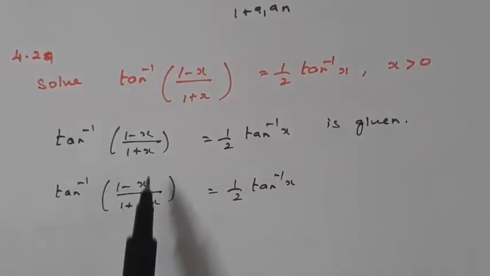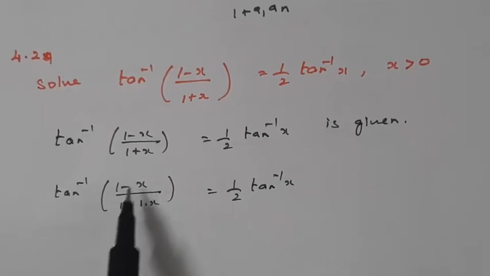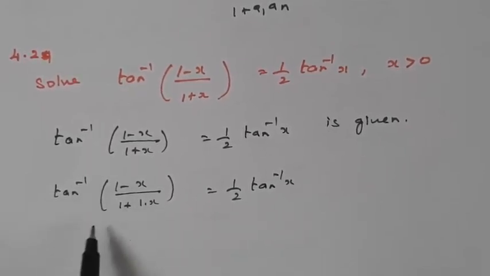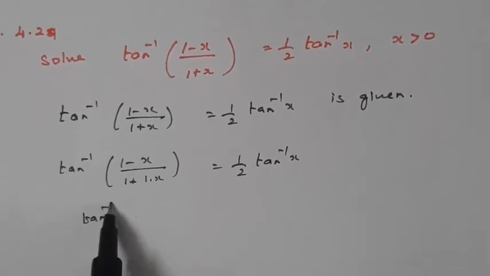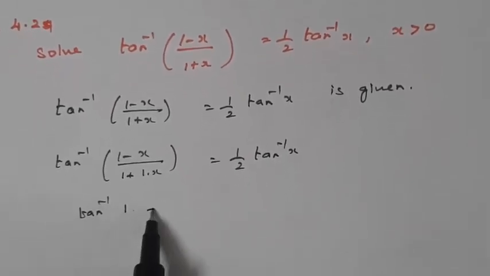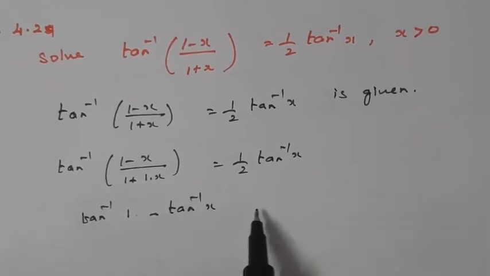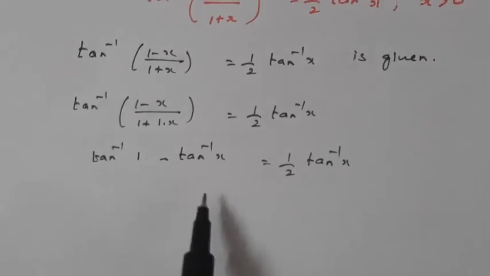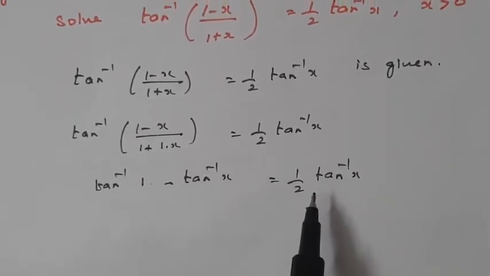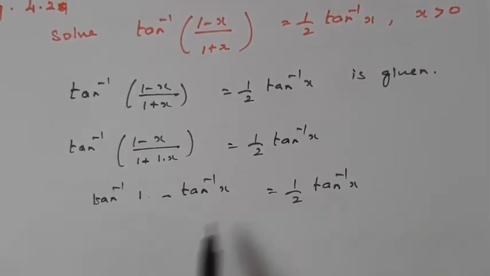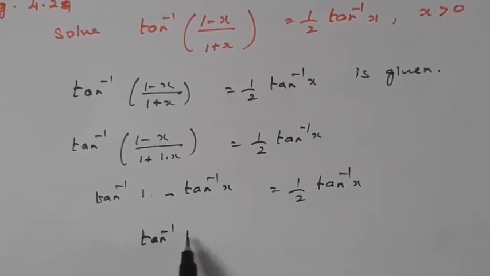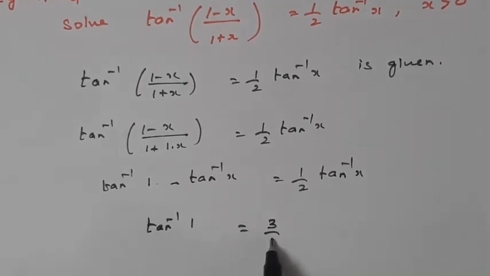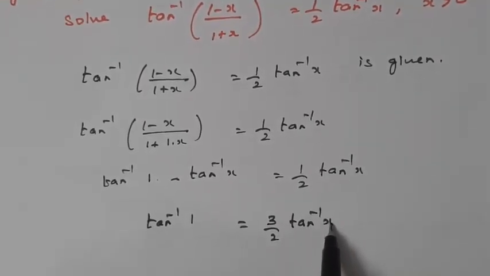Why I am writing this x as 1 into x: it is of the form tan inverse of (x minus y) divided by (1 plus xy). So by the property it can be written as tan inverse of 1 minus tan inverse of x, which is equal to 1 by 2 into tan inverse of x. Now let us group the tan inverse of x terms. We have tan inverse of 1 is equal to 1 by 2 tan inverse of x plus tan inverse of x, which is 3 by 2 into tan inverse of x.